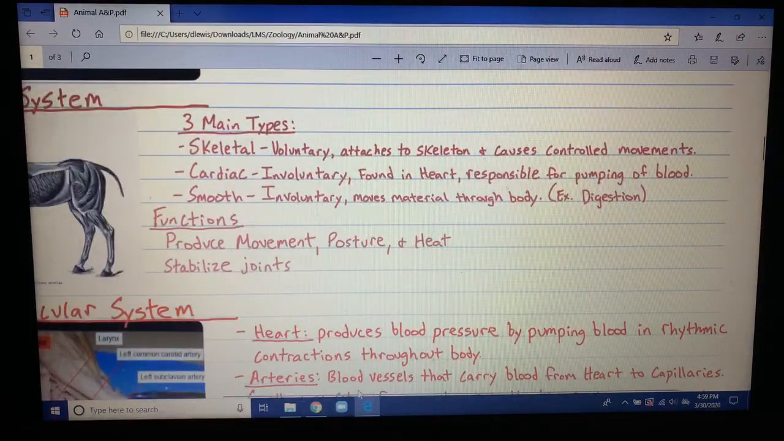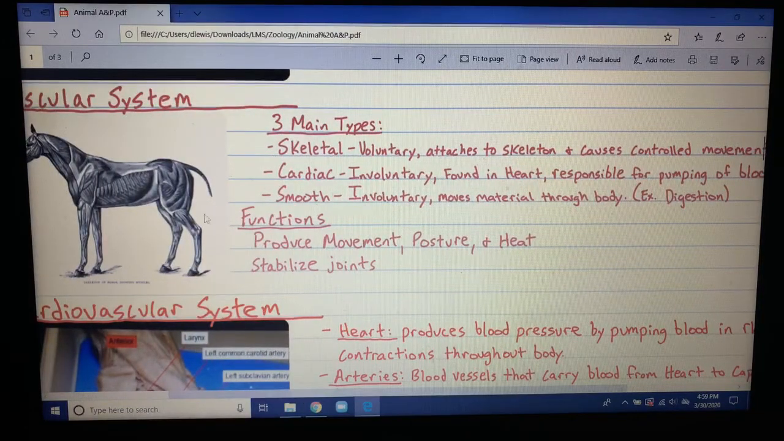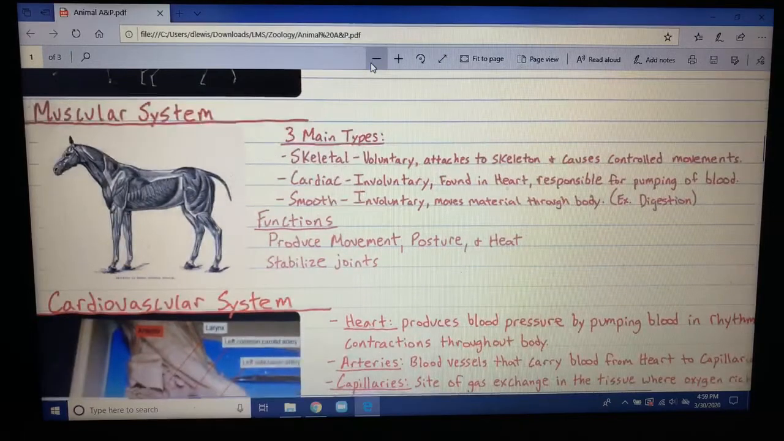The muscular system. There are three main types of muscle tissue. You have skeletal muscle tissue, which is voluntary, which means you can control it. It's going to attach to the skeleton, and it'll allow you to move your arms, turn your head, and anything active that you do, it allows you to do it. The other two are cardiac and smooth. Both of those are involuntary, which means that you don't have to control those. They work on their own.